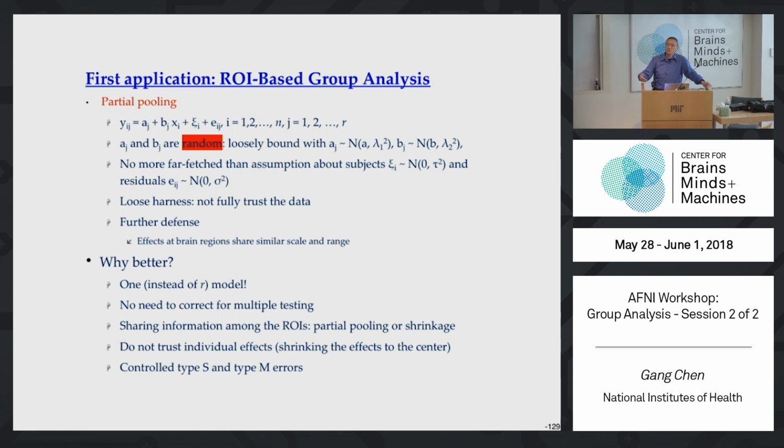Well, then you may ask, why is this better? Why is the multiple comparison correction issue gone? Well, that's because I only have one model. Unlike the traditional approach, if you have 200,000 voxels, you have 200,000 models. If you do the 21 ROIs, you have 21 models. I only have one model. So there is no such thing as a multiple comparison issue, right? So that issue is gone.